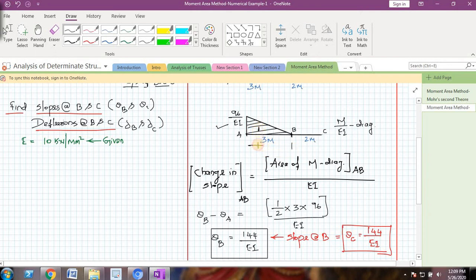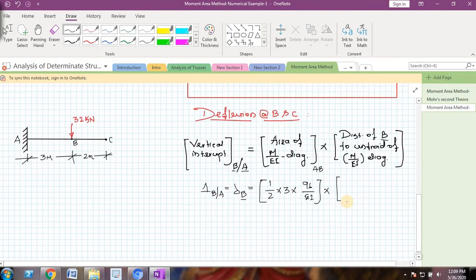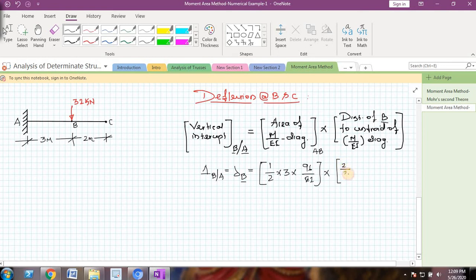So that will be actually 2/3 of 3. So I can write it here, 2/3 of 3. Okay, so once I solve this, I can easily find deflection at B is equal to, which is coming out to be 576 by EI. Okay, so this is the deflection at B.